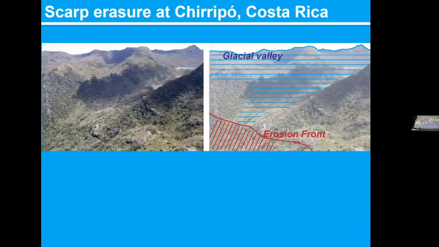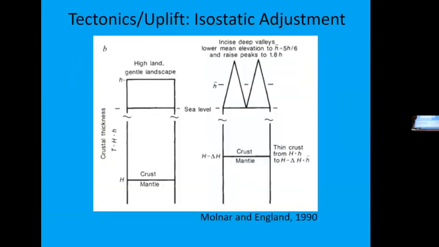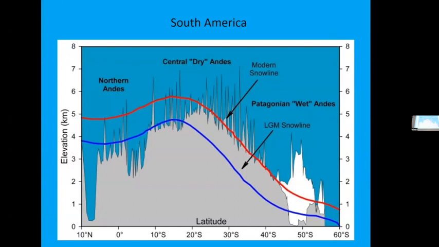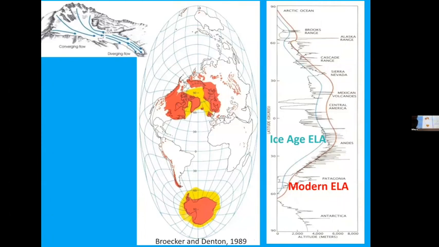If we just go way back to the snow line figure, this only goes to 10 degrees, but remember this figure I showed you was going from the tip of South America to the tip of Alaska or North America. The red line is where the glaciers are now, the modern equilibrium line altitude. This is the tropics here. You don't get any high mountains.